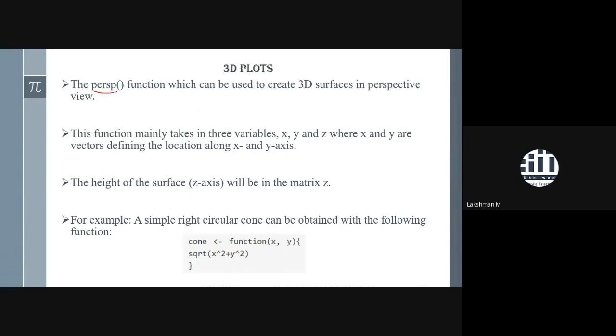Perspective, which can be used to create 3D surfaces in perspective view. This function mainly takes three variables. What are those variables? X is an independent variable, Y is also independent, and Z is the dependent variable. But here Z happens to be a matrix. X and Y take values from the x-axis and y-axis, and these are stored in Z as a matrix.